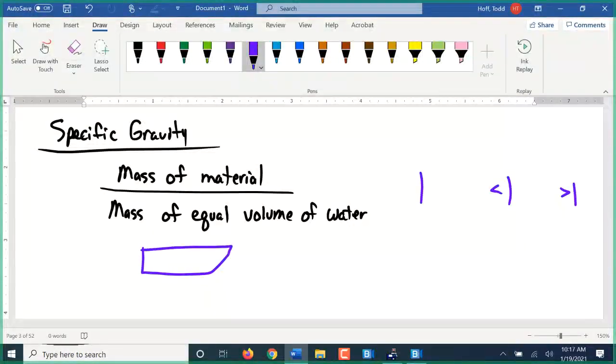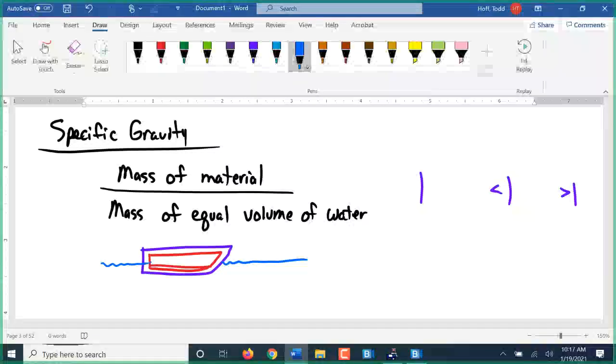There's my usual artistic ability. A steel ship floats because it's not solid steel, it's hollow. Air inside here. So when the level of the water gets up high enough so that the low density of the air cancels out the high density of the steel, it actually will balance out and it'll float.